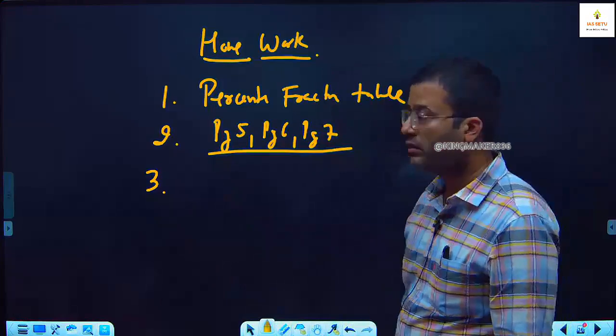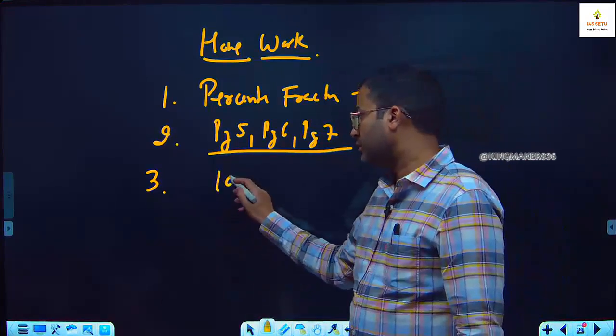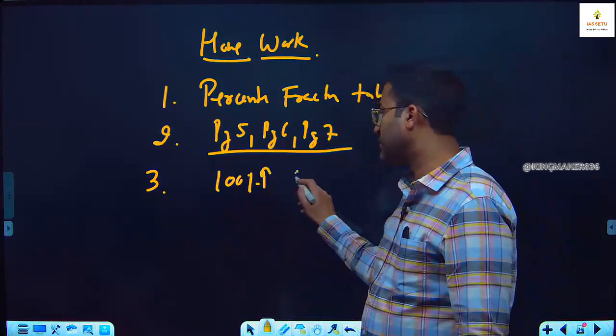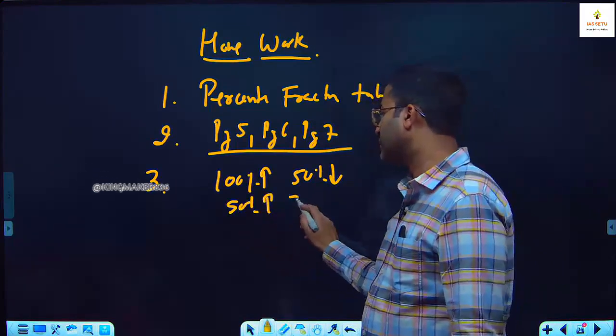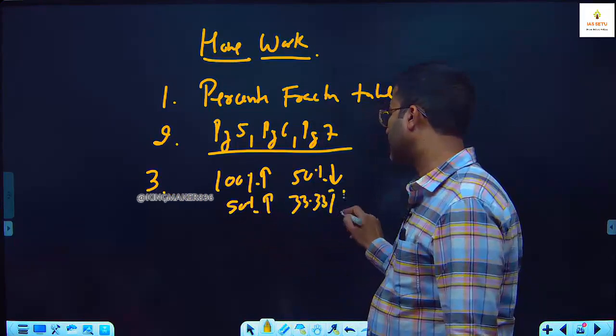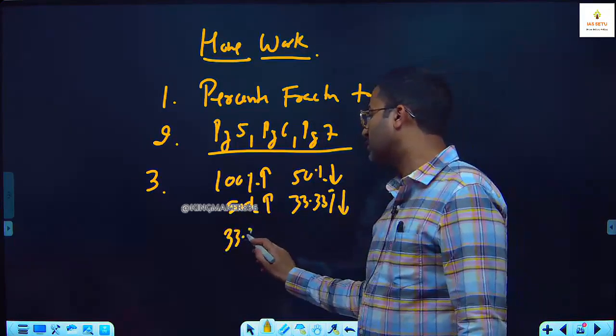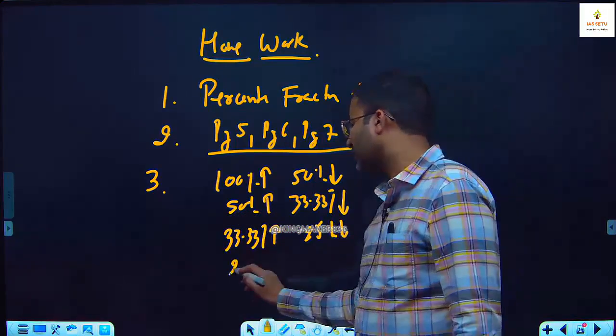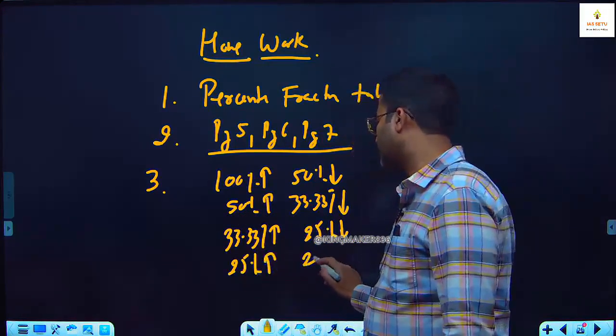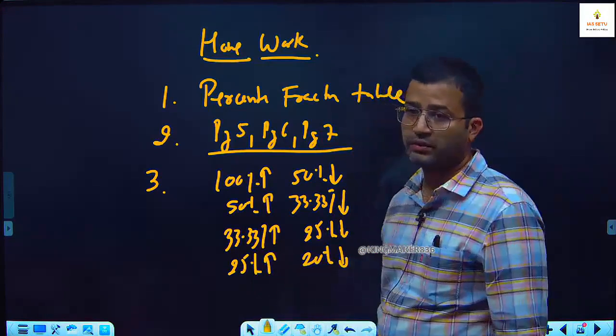Third thing, remember this: 100% increase is compensated by 50% decrease, 50% increase is compensated by 33.33% decrease, 33.33% increase is compensated by 25% decrease, 25% increase is compensated by 20% decrease.